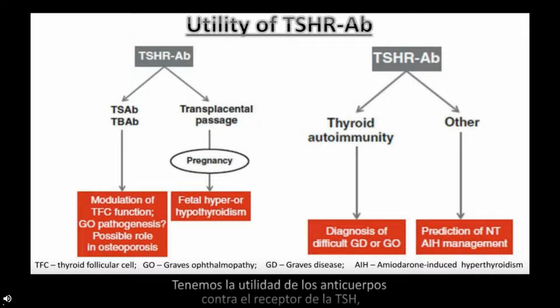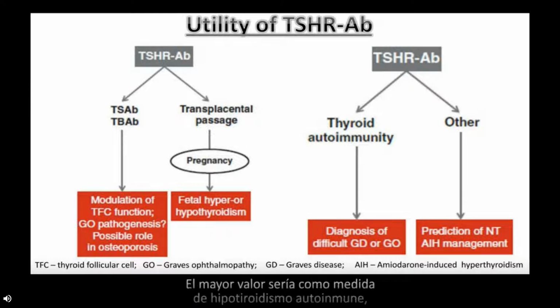So the utility of the TSH receptor antibodies: because they modulate the thyroid follicular cell function, they may be involved in the pathogenesis of Graves' ophthalmopathy, and possibly also in osteoporosis. Because these TSH receptor antibodies are IgGs, they can cross the placenta during pregnancy and may be involved in fetal thyroid dysfunction.